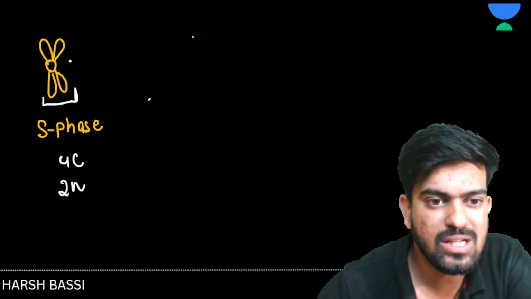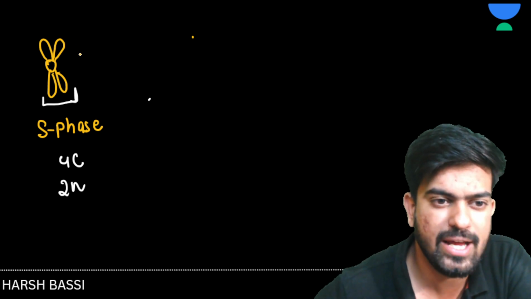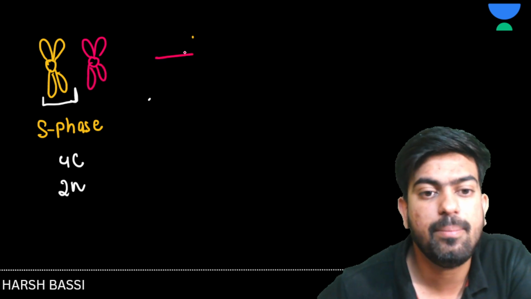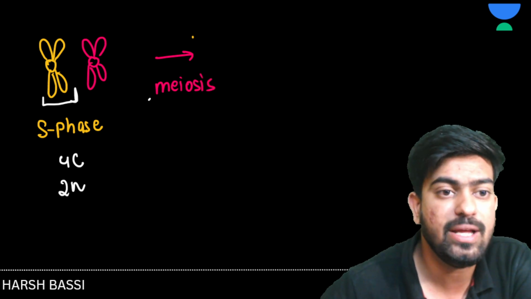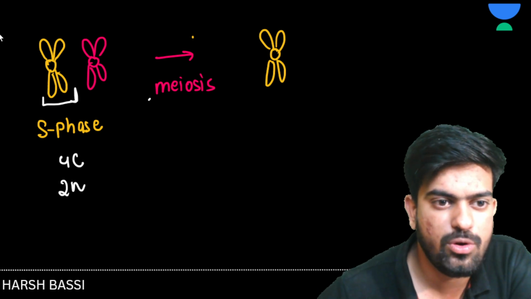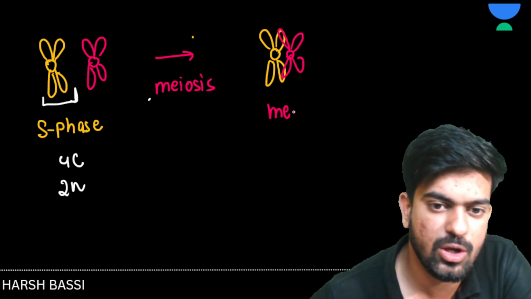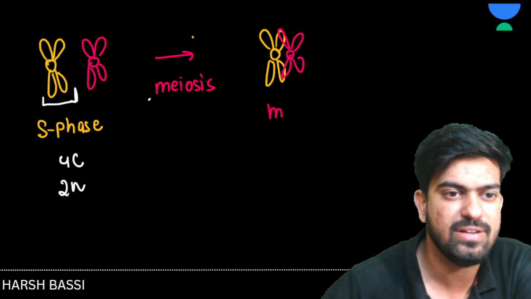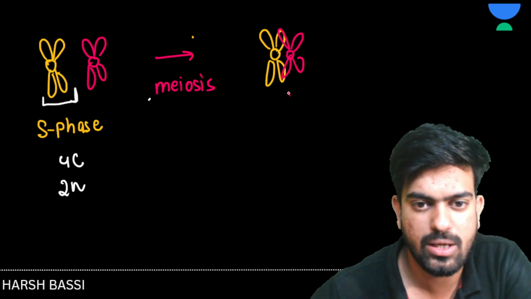Okay, now what is going to happen? There will be one more pair of homologous, so let's make one more pair. Now during the meiosis 1, what is going to happen? They are going to form bivalent or tetrad structure, yes or no? They are going to form bivalent or tetrad structure like this. Let me write here bivalent or tetrad.